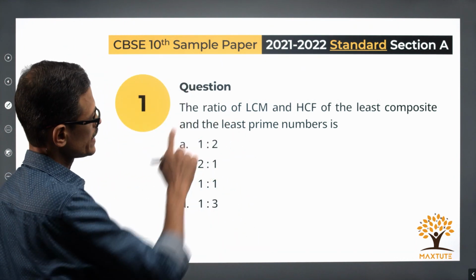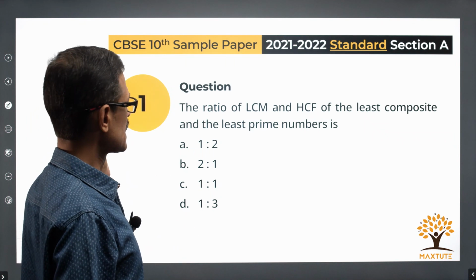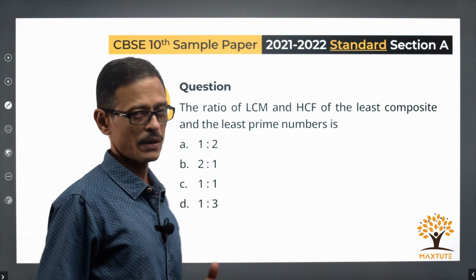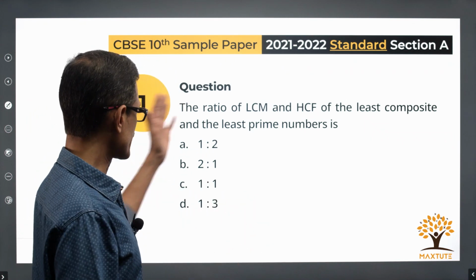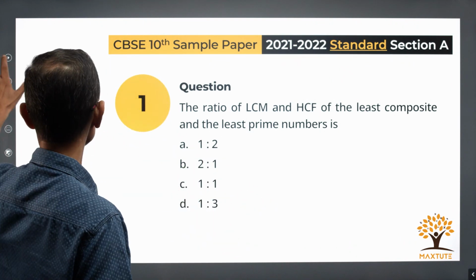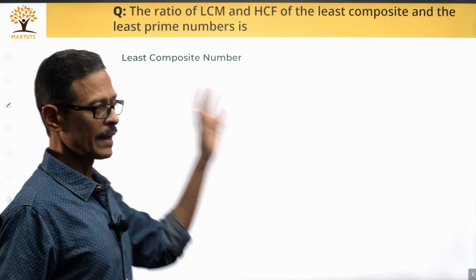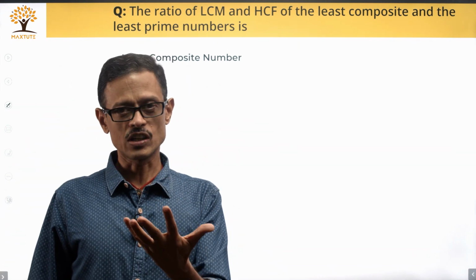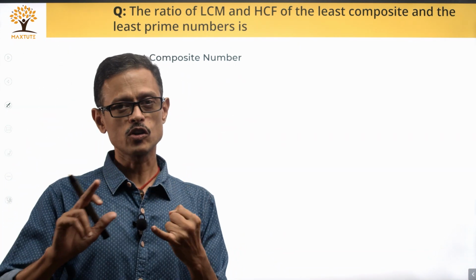Get started. The ratio of the LCM and HCF of the least composite and the least prime number is what the question is. We need to compute the ratio. We'll have to first find out what's the least composite number and what's the least prime number, right? So let's look at prime numbers and composite numbers are subsets of natural numbers. One is neither prime nor composite.